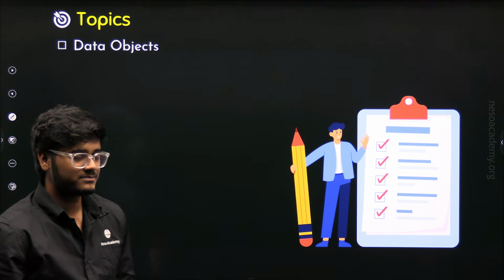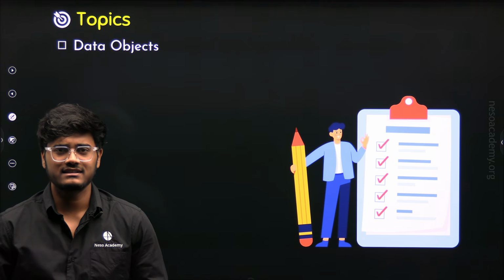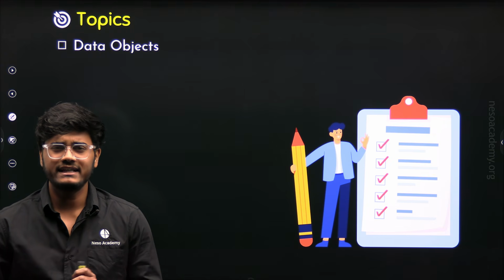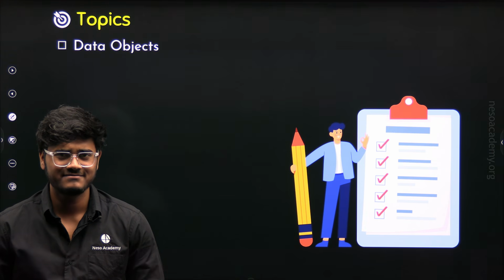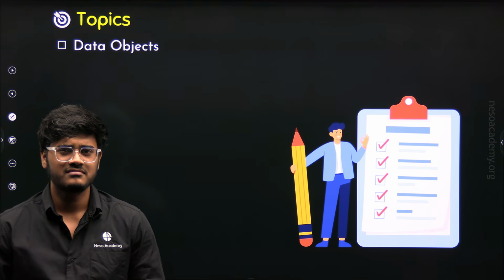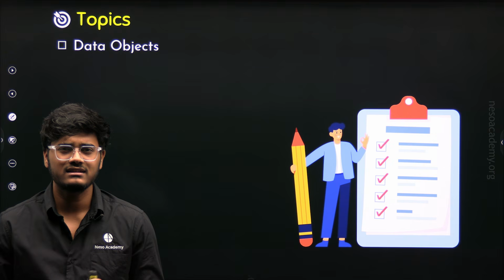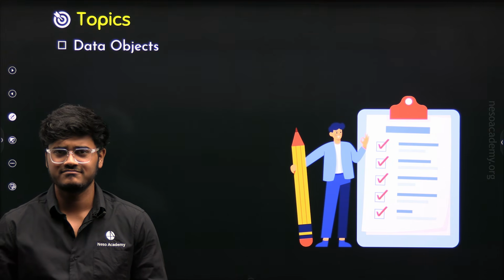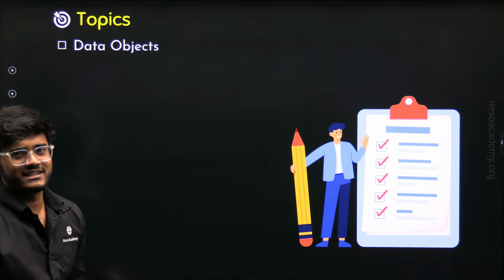To understand this, let me ask you a question. In any digital system, what do we actually deal with? We deal with data, right? 0 and 1, numbers, signals. And obviously, we need something to store and handle this data in VHDL. And that is done using data objects.